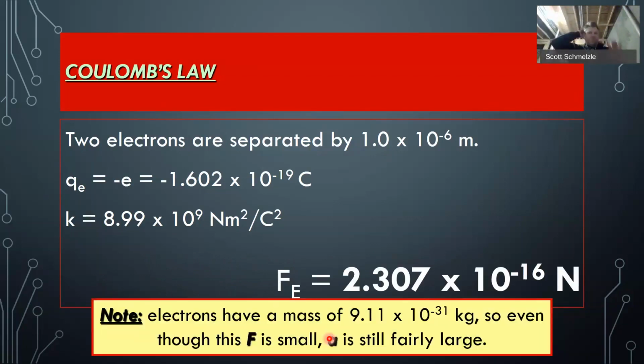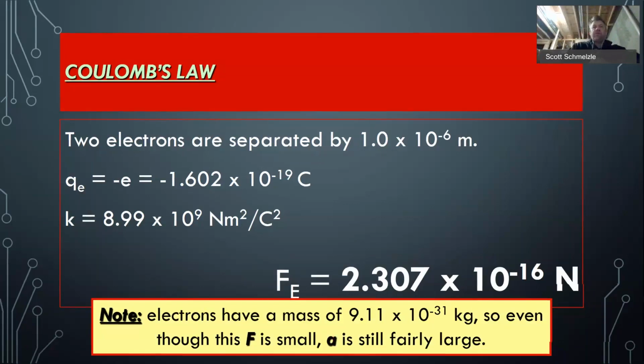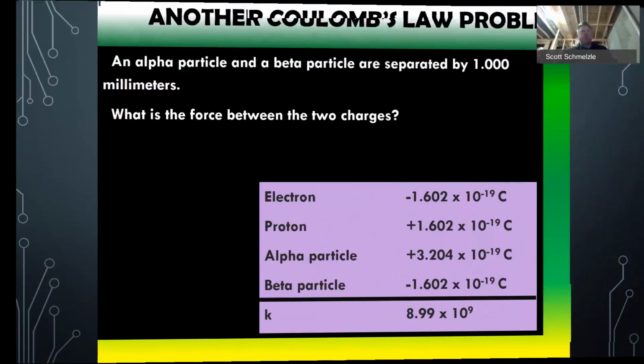Now, something to be aware of. An electron has a mass of 9.11 times 10 to the negative 31st. So even though a force is that small, the A is still relatively large. So if I take 2.307 times 10 to the negative 16, and I divide it by 9.11 times 10 to the negative 31st, I get an acceleration of 2.53 times 10 to the 14. This thing is still cranking. It's still moving, meaning that these two are going to get pushed with a huge amount of acceleration. Even though that number looks really small, it is a large force for us.